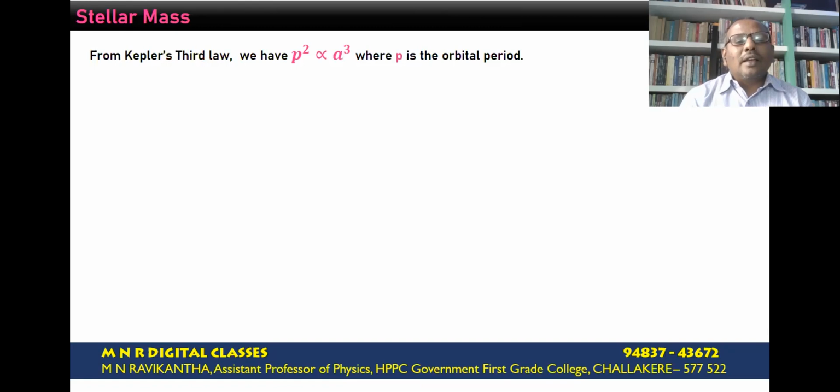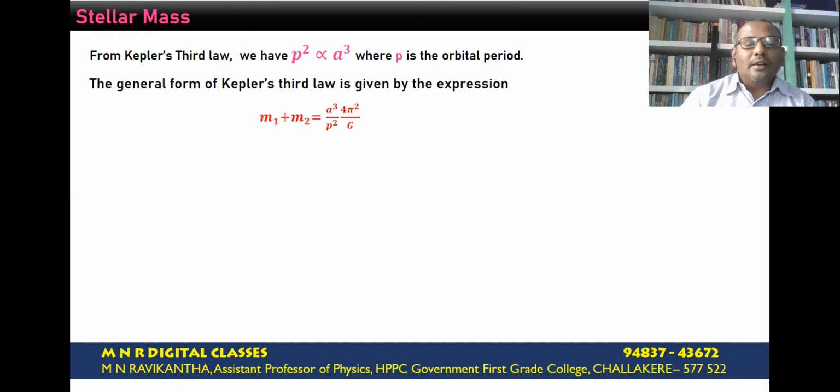Now, let us apply Kepler's third law. Kepler's third law states that the square of the time period of revolution is directly proportional to the cube of the semi-major axis. So mathematically we can write P square is proportional to A cube, where P is the orbital period and A is the distance. The general form of Kepler's third law is given by the expression M1 plus M2 is equal to A cube by P square into 4 pi square by G. We are rearranging the terms.